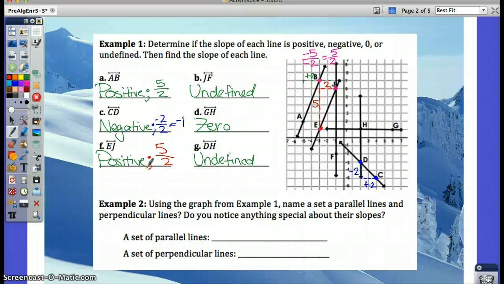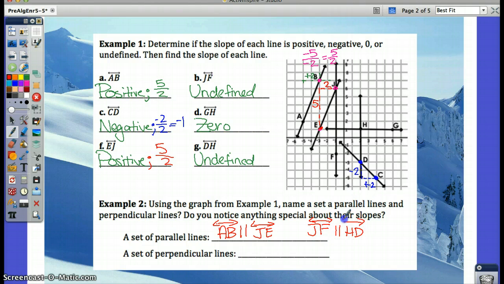So then using that same graph, in example 2, I want you to look at the picture in graph 1, or in example 1, and name a set of parallel lines and name a set of perpendicular lines. Do you notice anything special about their slopes? Well, when you look at this graph, name one set of parallel lines. There's actually 2 in the picture, right? Line AB, and you make sure you put that line symbol over top, is parallel to line JE. You also have that line JF is parallel to line HD.